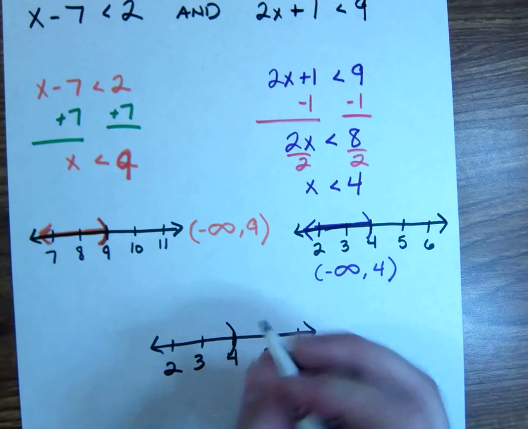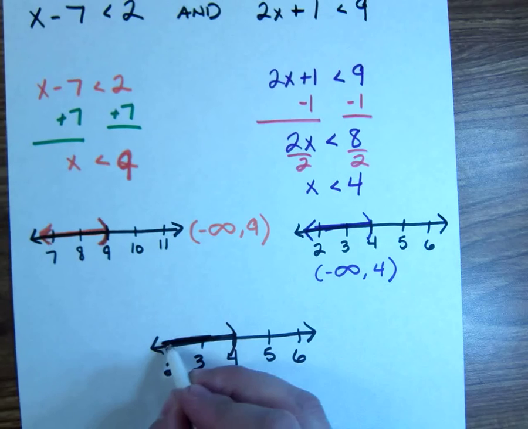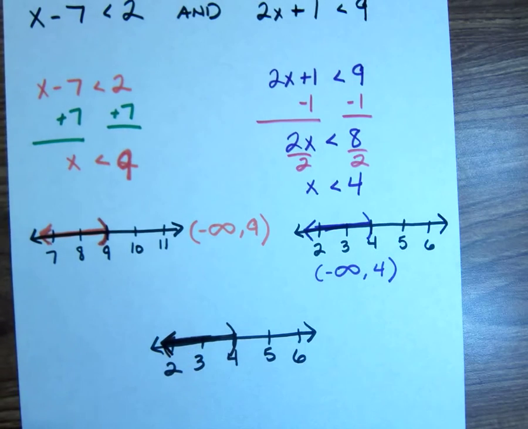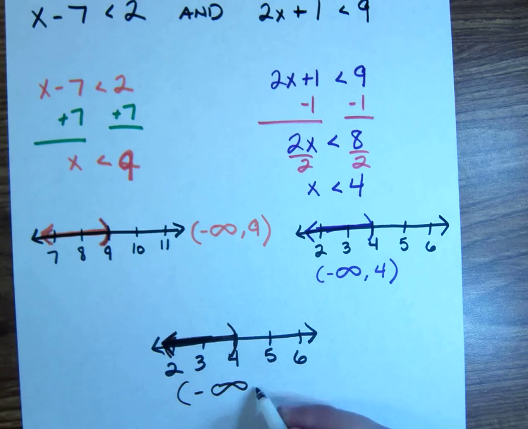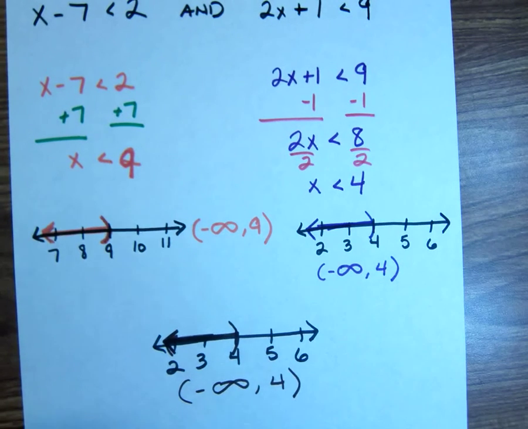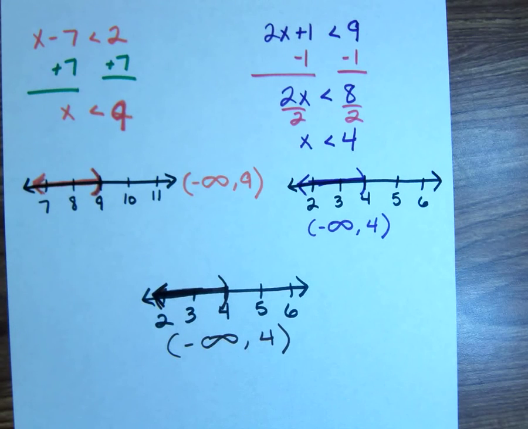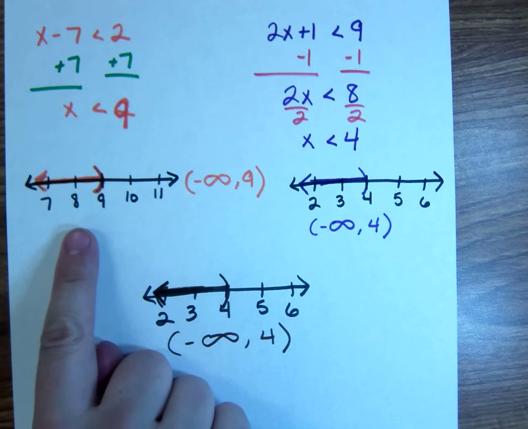From 4 down, which I could write in interval notation as negative infinity to 4. The part that they have in common. Both of those include all the numbers from 4 down. This one includes more numbers. It includes all the numbers from 4 to 9, or 4 to just below 9.